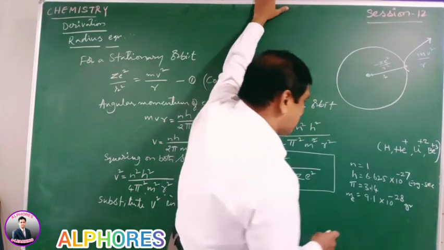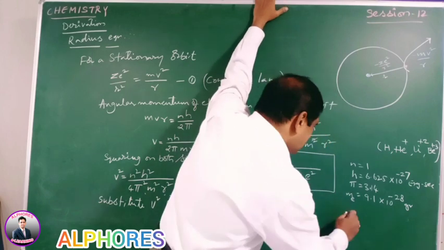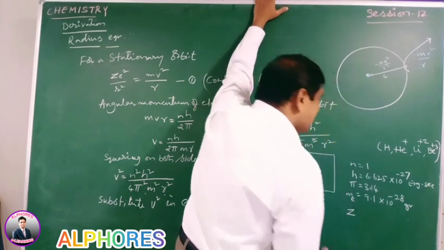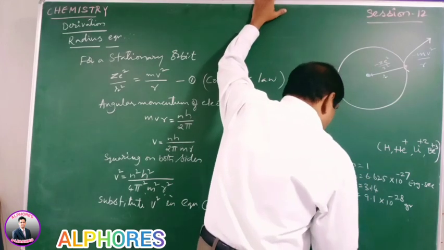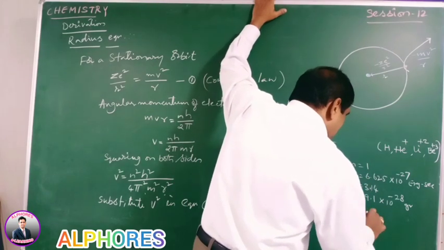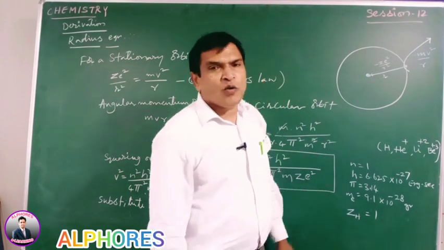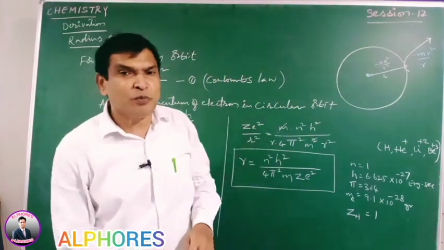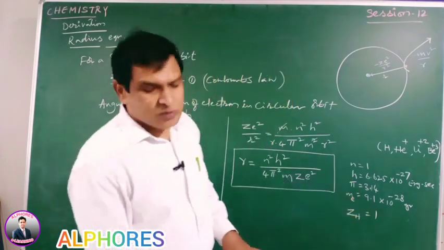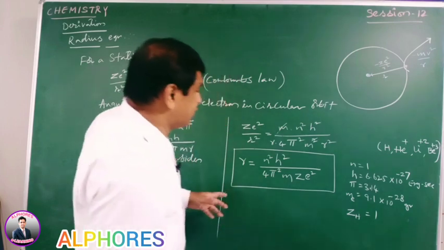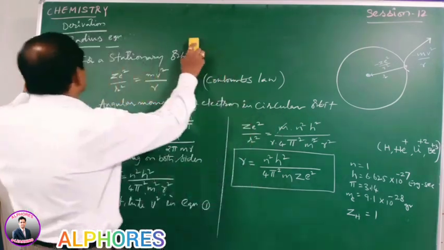That is the mass of the electron. Z is equal to the atomic number of the species containing one electron. For example, for hydrogen, the atomic number is equal to 1. Then the charge on the electron is 1.602 into 10 to the power minus 19 coulombs. Substituting all the values, we can calculate the radius of the first orbit of hydrogen.